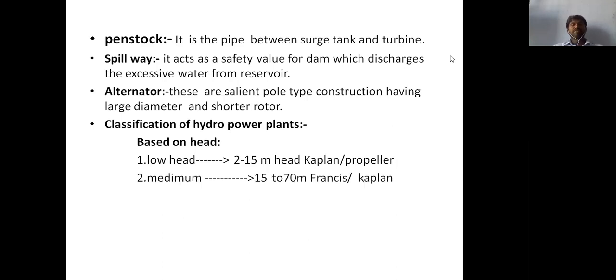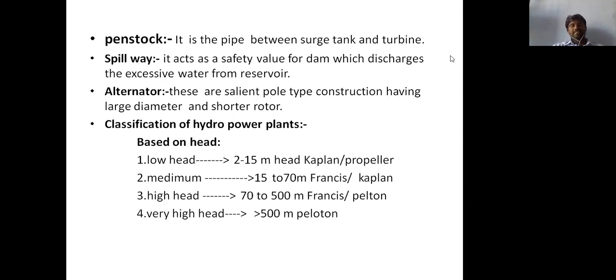The second one is the medium head power plant, 15 to 70 meters. In medium head power plants, Francis and Kaplan turbines are used. The third one is the high head power plant, 70 to 1500 meters of head of water. In high head power plants, the turbines used are Francis and Pelton wheels. The next one is the very high head power plant, greater than 1500 meters, where Pelton wheel turbines are used. Those are based on head.